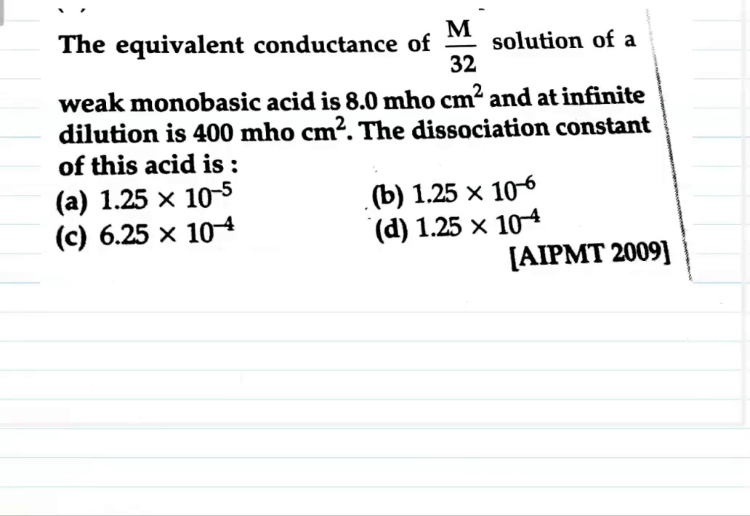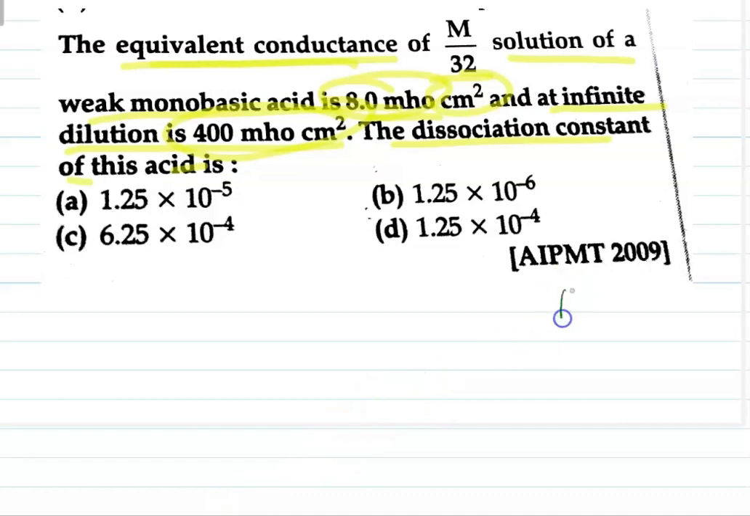Next question. The equivalent conductance of an M/32 solution of a weak monobasic acid is 8.0 mho centimeter square per equivalent, and at infinite dilution it is 400. Wherever infinite dilution is given, it means the molar conductance at infinite dilution, which we call the limiting molar conductance, is also given. The question asks for the dissociation constant of the acid.